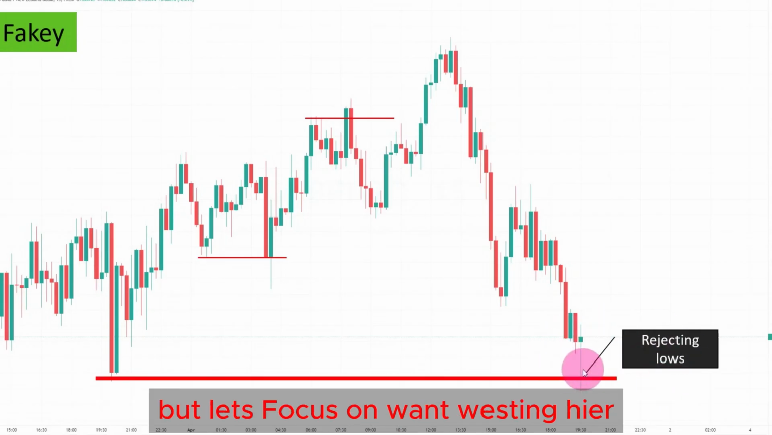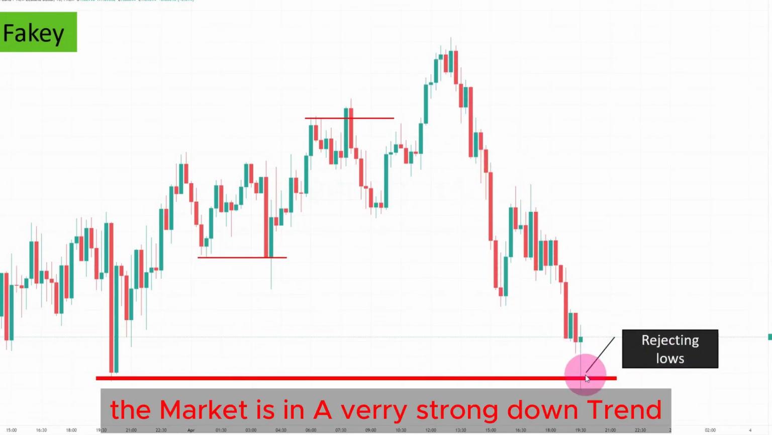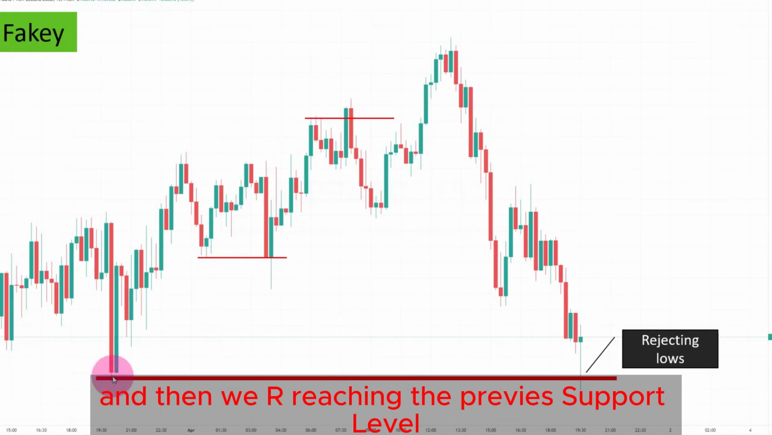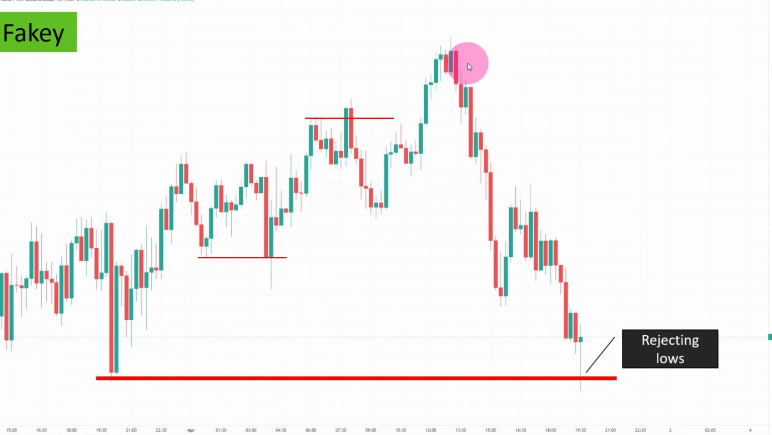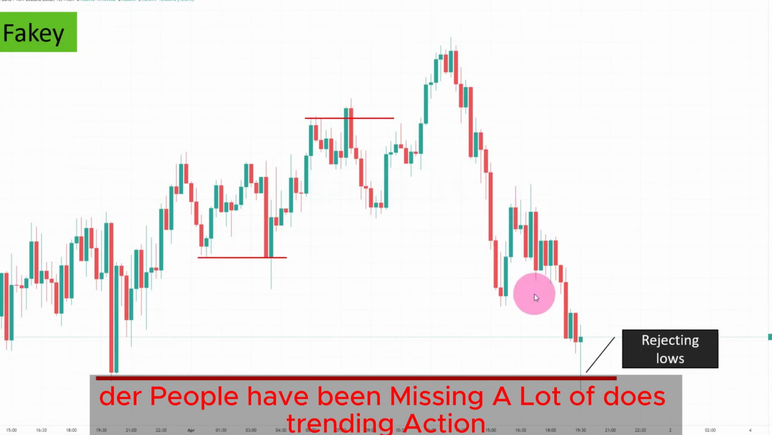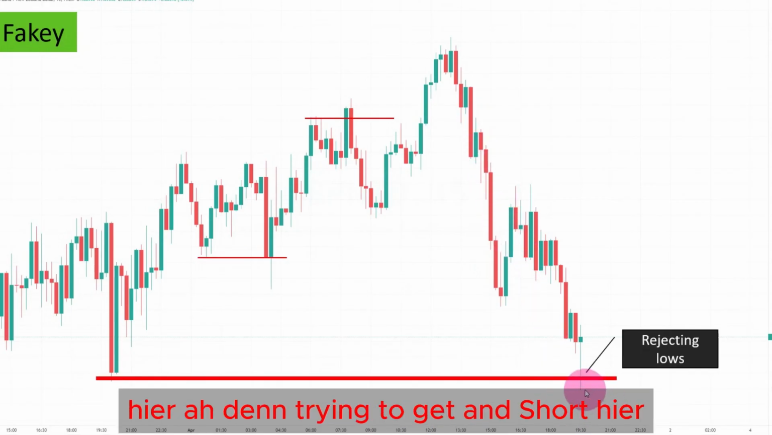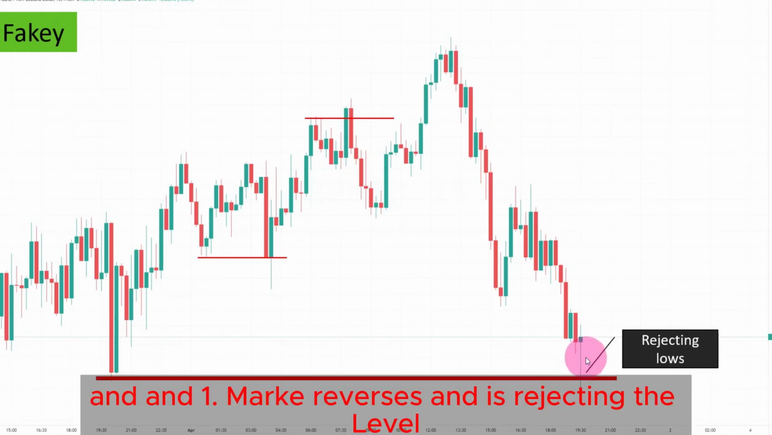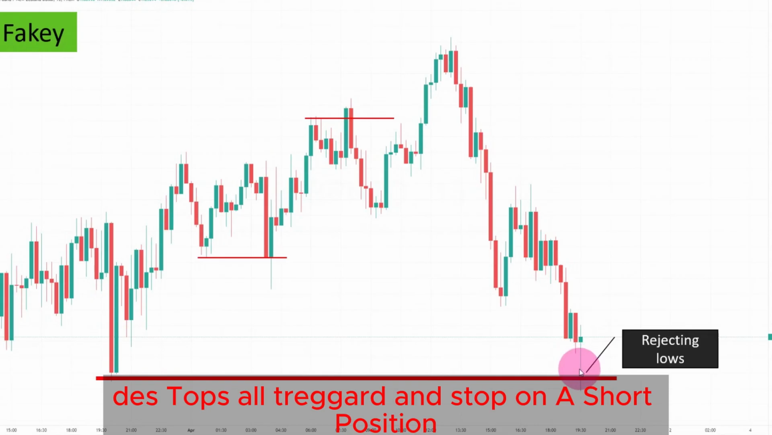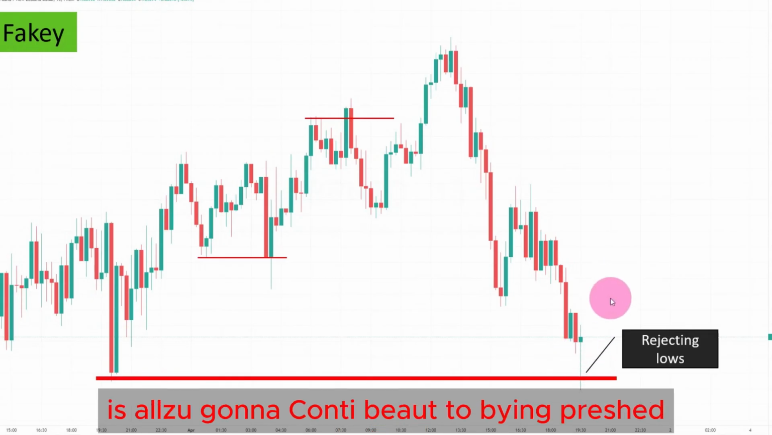But let's focus on what we're seeing here, and you can see that the market is in a very strong downtrend. And then we are reaching the previous support level. What is going to happen here? A lot of traders who are short are probably going to take profits, which is contributing to bullish pressure. Also, a lot of breakout traders are probably getting in here, so selling more. Probably the people who have been missing a lot of this trending action are then trying to get in short here. Their stops will be somewhere here, and then as the market reverses and rejects the level, the stops are triggered. And a stop on a short position is also going to contribute to buying pressure.